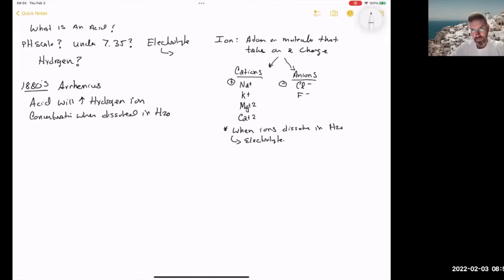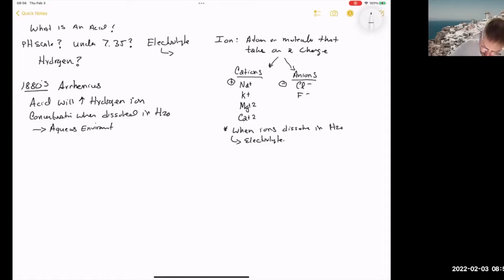This is critical for us to understand. When we're talking about an acid, for something to be acidic or basic, water has to be involved. It has to involve an aqueous environment. If that's not the case, the concept of an acid just does not apply. So an acid will increase hydrogen ion concentration.